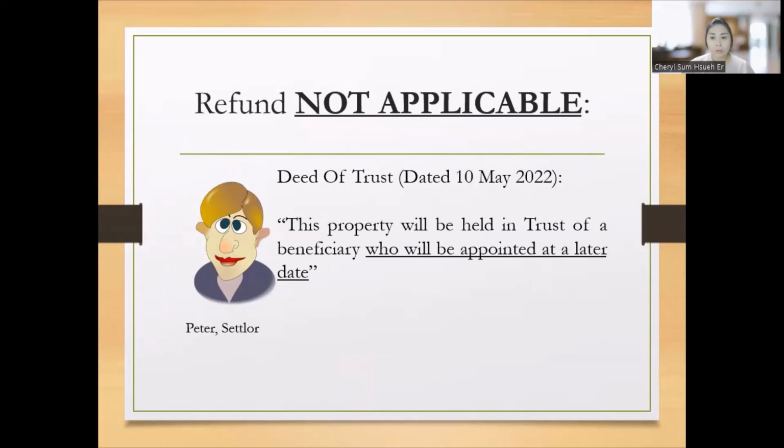So a refund is not going to be applicable if the settlor sets up the deed of trust this way. Dated 10th May, which is under the new ruling, it says this property will be held in trust for a beneficiary who will be appointed at a later date. In other words, at this point of time when I'm setting up the trust, I'm unable to identify who my rightful beneficiary is. In such a way, this doesn't qualify as what we call an identifiable beneficiary. In this case, a refund is not going to be applicable. Flat rate 35% paid, and that's it. No refund.